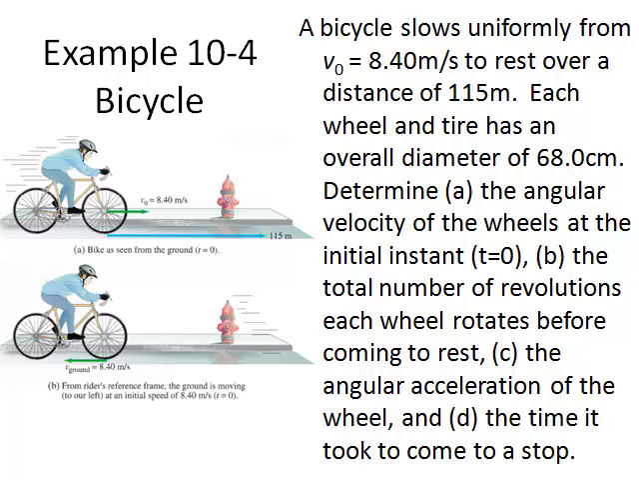Determine A, the angular velocity of the wheels at the initial instant t equals 0. B, the total number of revolutions each wheel rotates before coming to rest. C, the angular acceleration of the wheel. And D, the time it takes to come to a stop.